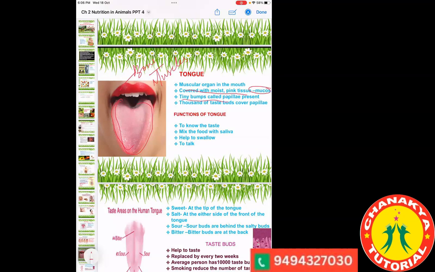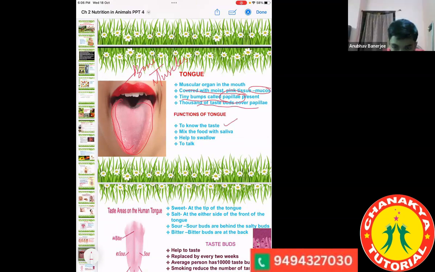Now, tiny bumps called papillae are present. You might have noticed on your tongue that there are small, tiny structures which are called papillae. Thousands of taste buds cover the papillae. So on these papillae, the taste buds are there, because of which we get the taste of the food.